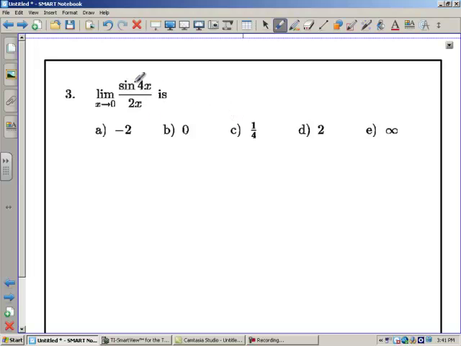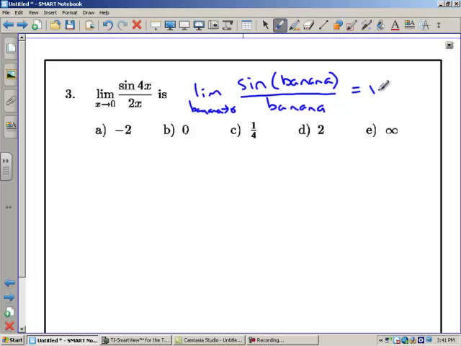What about sine of 4x over 2x? Now, I really wish the 4 and the 2 weren't there. It would be a direct application of our special trig limit, sine x over x. So this is the trick that we can do. You need to understand that the sine of banana over banana, I know that's silly, but as long as we are allowing banana to approach 0, that's going to equal 1. That's just sort of a silly example there.